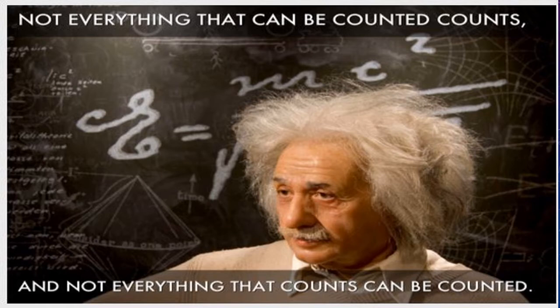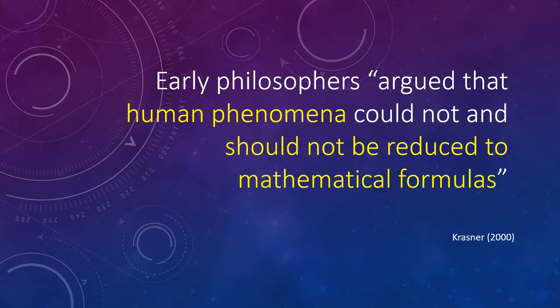Einstein said that not everything that can be counted counts, and not everything that counts can be counted. So even with such a brilliant mind and a highly statistical approach in his science, he still recognized that some things cannot be counted, and these are important things that matter in life and in science. I really like this quote by Cranstoun. He said, early philosophers argued that human phenomena could not and should not be reduced to mathematical formulas. So this is why qualitative research still has a place in research and in science.